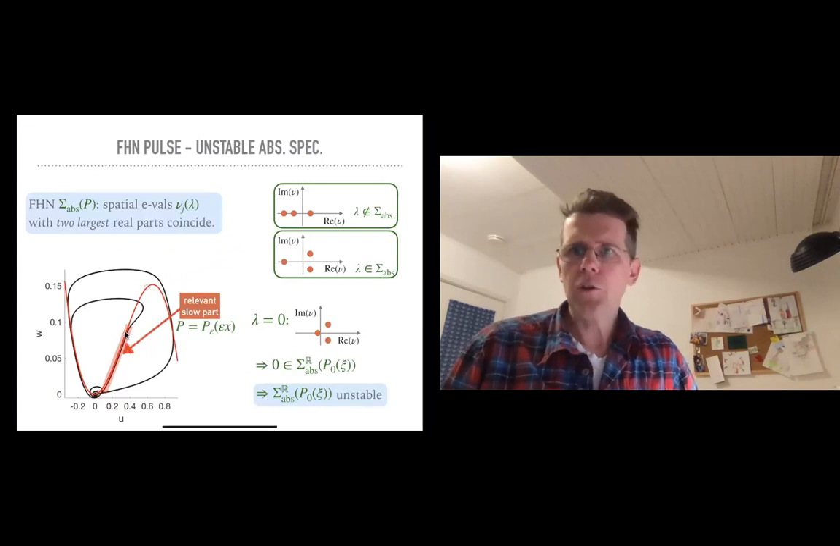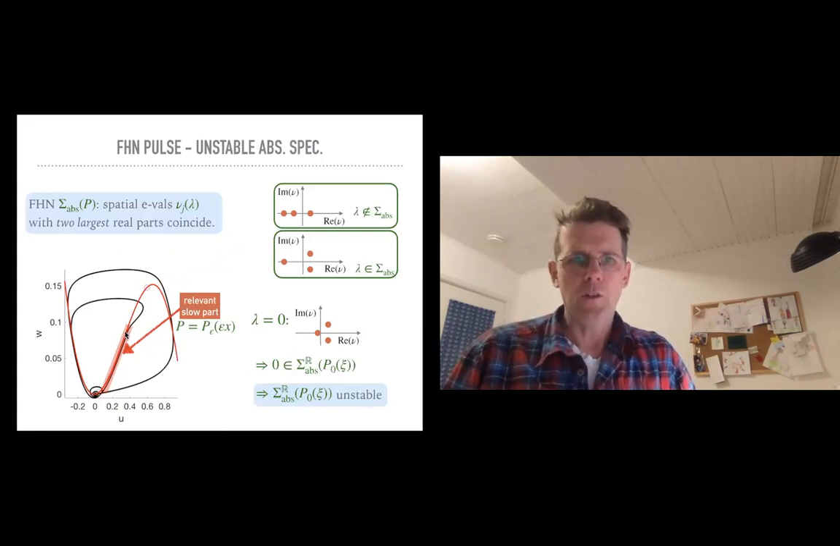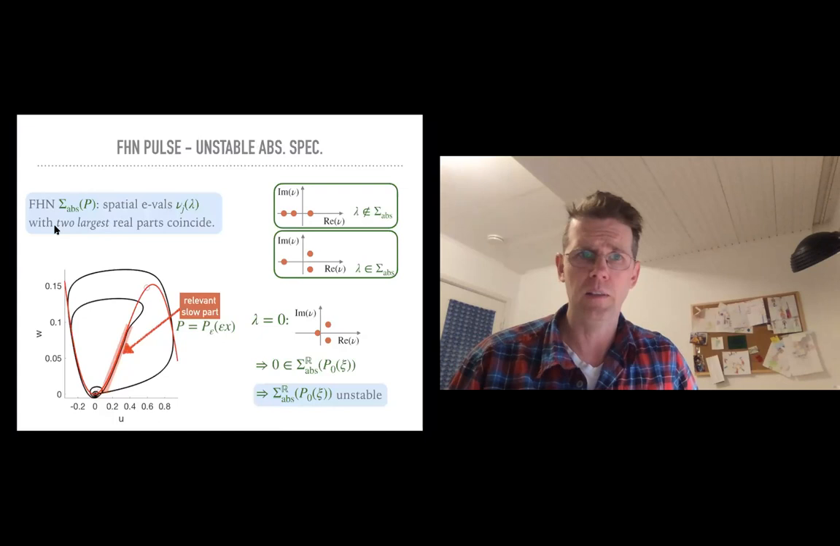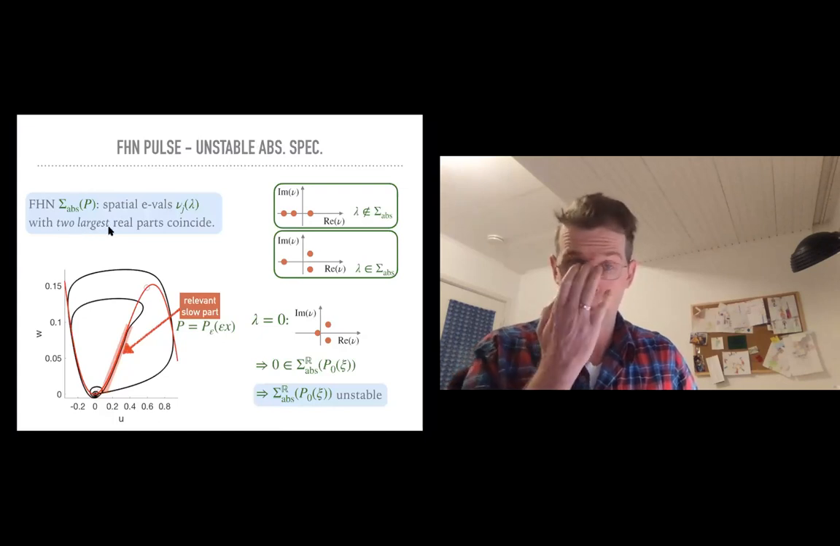Now, the link to the absolute spectrum is then as follows. We view the points on the centerpiece of the slow manifold as equilibria and ask what is, for this FitzHugh-Nagumo setting, the condition for the absolute spectrum. Well, we have to look at these spatial eigenvalues. And in this case, the obstruction to splitting is given by the fact that the real parts of the eigenvalues with the two largest real parts coincide.